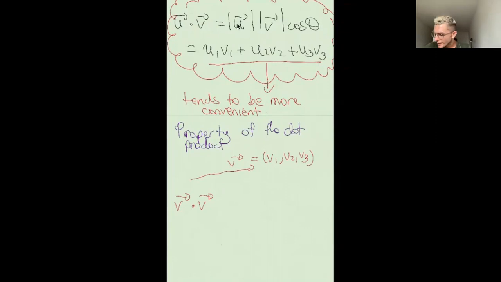It would be the norm of v times the norm of v times the cosine of the angle, right? But what's the angle in this case between v and itself? The angle is 0, right? So it's cosine of 0. Is that making sense?